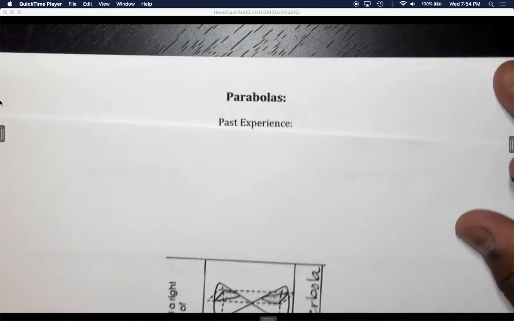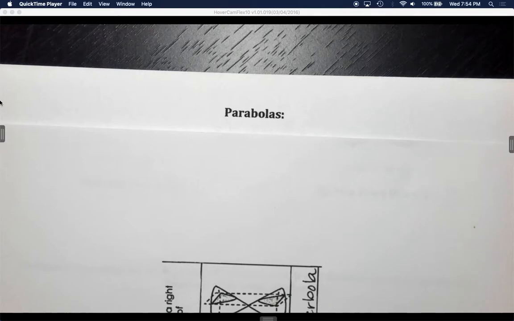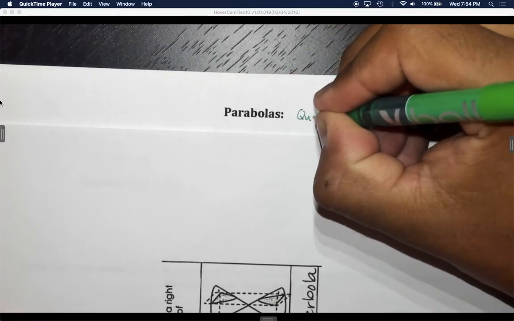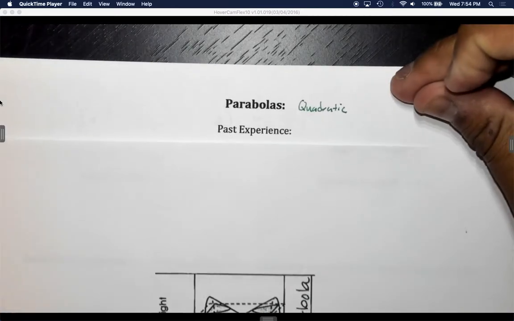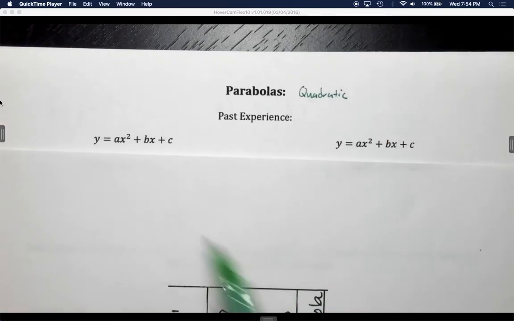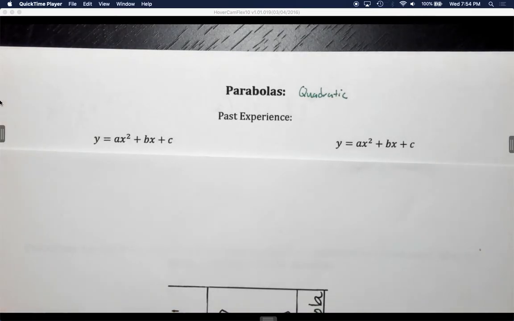So let's start with a little quick review. Now, what is a parabola? If you guys remember, a parabola is just the graph of a quadratic equation. Now, a quadratic equation is anything in the form y equals ax squared plus bx plus c.